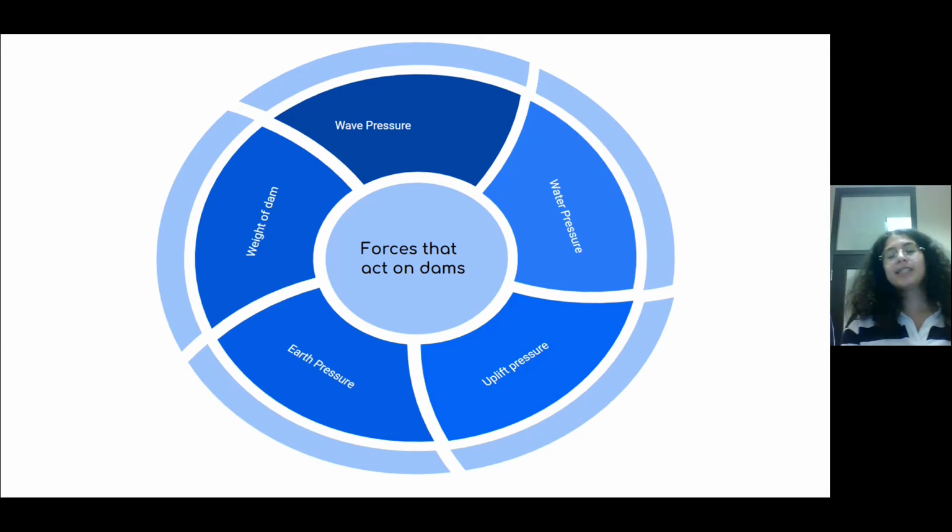There are many different forces that act on dams, including the water pressure, also known as hydrostatic pressure, since dams are built to hold large amounts of water that they should withstand; the uplift pressure, which is basically the movement of the water under the dam exerting a force upwards; the earth pressure, which includes things like earthquakes; and the wave pressure, which is generated on the surface of the water due to the wind, in addition to the weight of the dam itself.